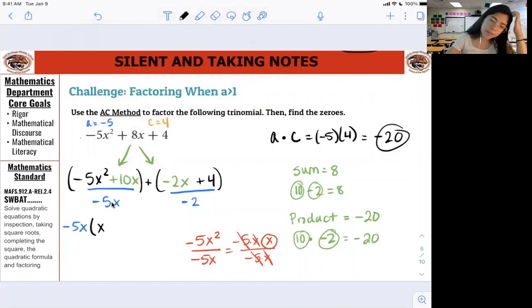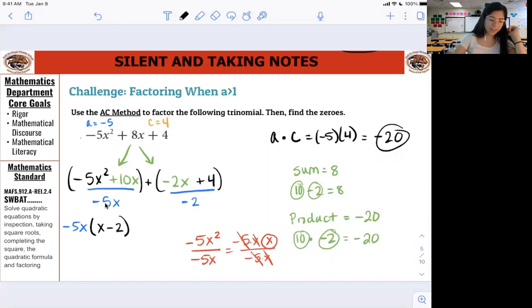Now try to do this in your head. You can try to visualize it. What cancels out when I do 10x divided by negative 5x? Good, the x's cancel out, and what am I left with? So when my x's cancel, I have 10 divided by negative 5. What does that leave me with? Careful, what's 10 divided by 5? -2. There you go, -2.